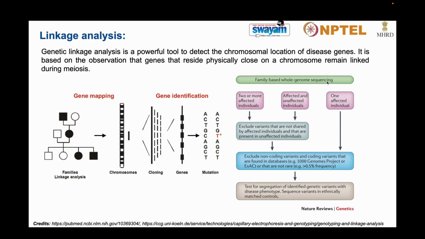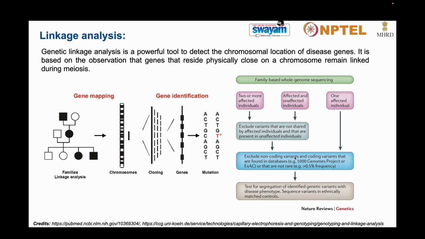We perform family-based whole genome sequencing. Then if two or more individuals are affected, or affected and unaffected individuals are there, we exclude those variants that are not shared by the affected individuals and that are present in unaffected individuals, because here we are trying to compare the variations between the affected and unaffected individuals. And then if we have one affected individual, we will exclude the known coding variants and coding variants that are found in the databases, 1000 Genome Project or ExAC, or that are not rare, that means greater than 0.5% frequency.